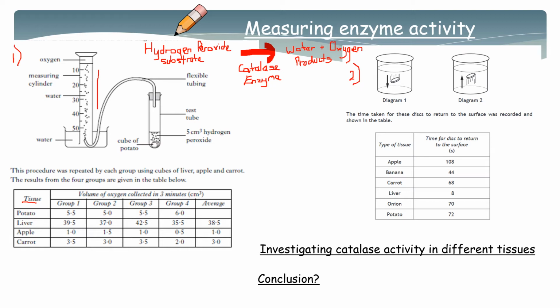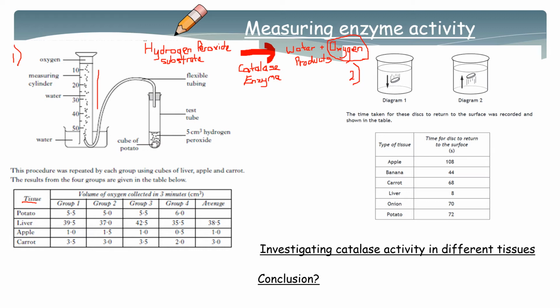Now this measures the catalase activity because we know that when our catalase is present, it speeds up your hydrogen peroxide breaking down to water and oxygen. So the bit that we are measuring is how much oxygen is produced. So the more oxygen produced, the better the catalase activity. So the higher the value, the better it will be.